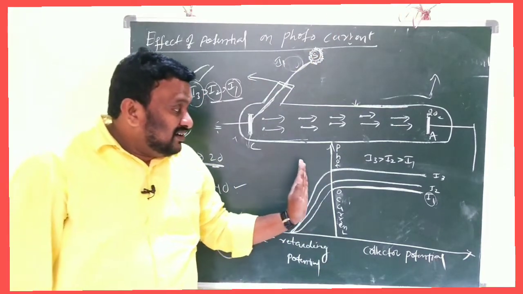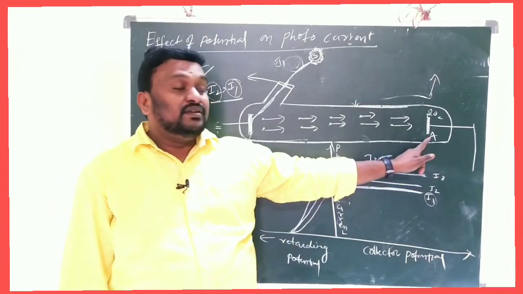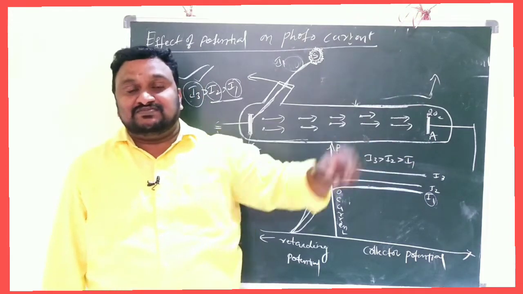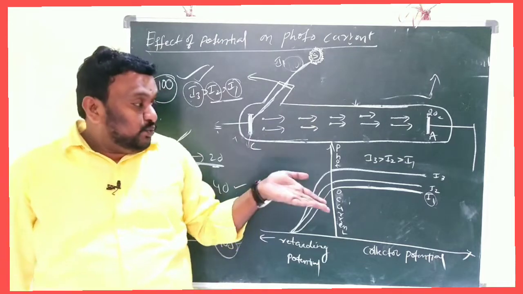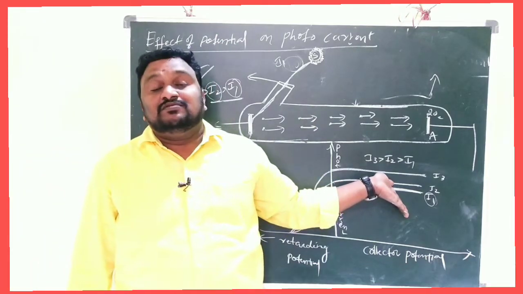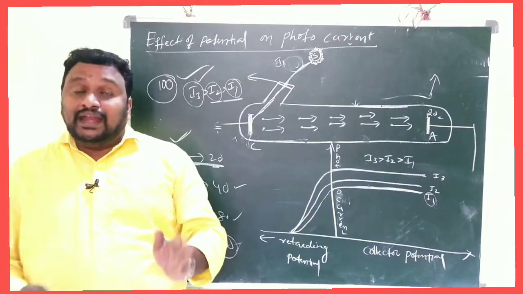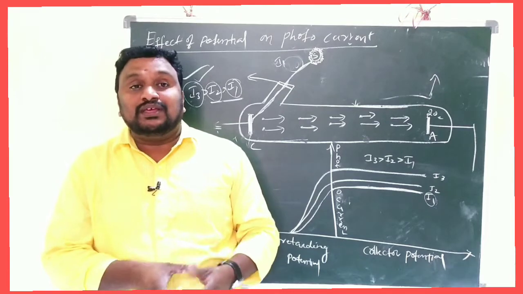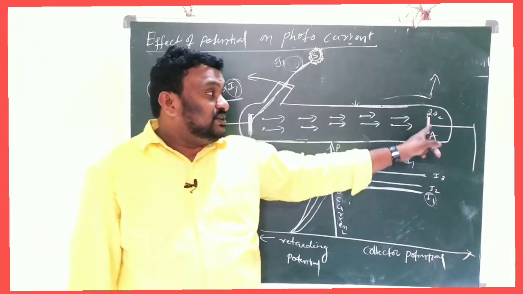So that is the process we can observe only when the potential of A is increased. When the potential of A is increased, we get the saturation current for different intensities of light. Clear? And after that you have to know what happens when the potential value of A is decreased.